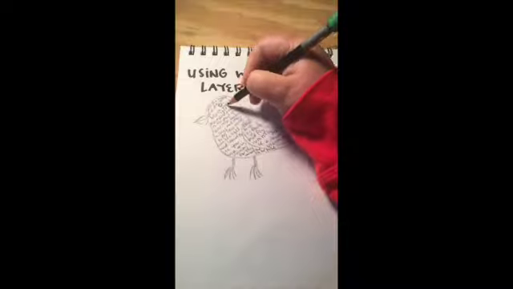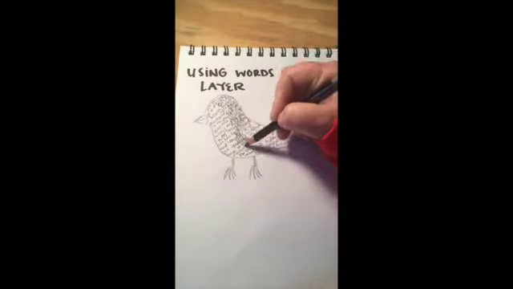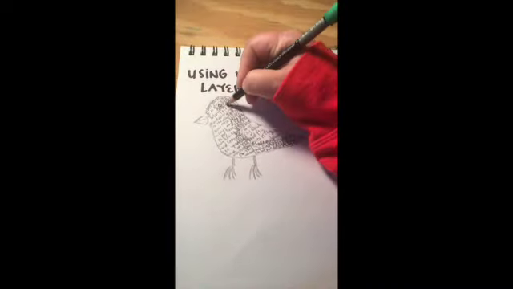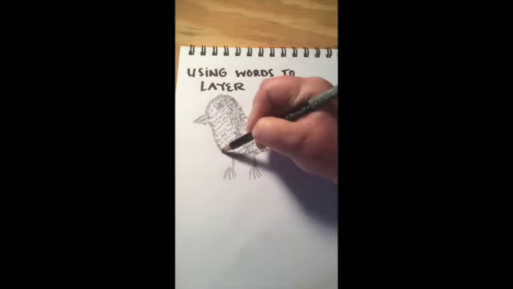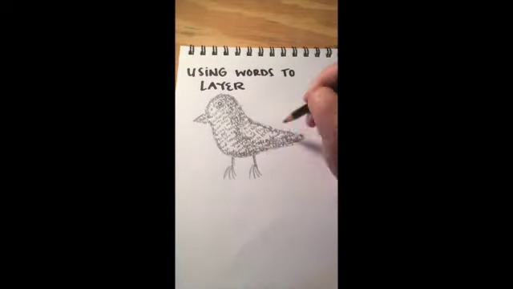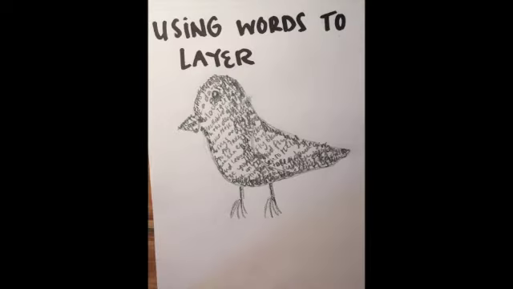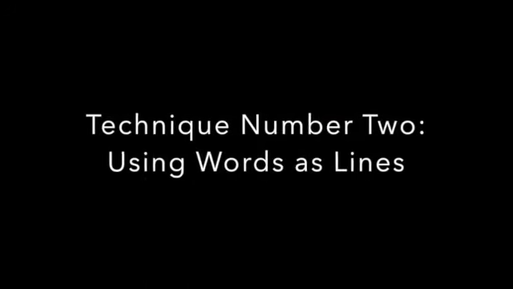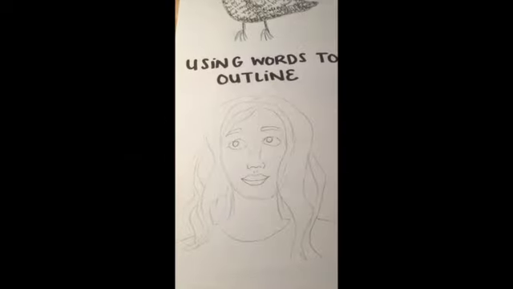So I was using lyrics from the song Blackbird by the Beatles. And as you can see, it gets darker in some areas where there's more layered. And it's not important to necessarily be able to read the words, they're just kind of adding that other element or layer to it. Our next technique is using words as lines.